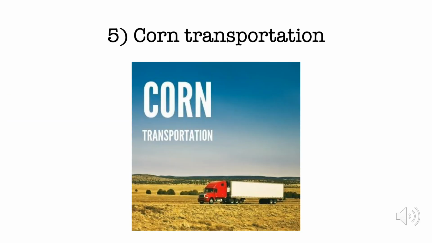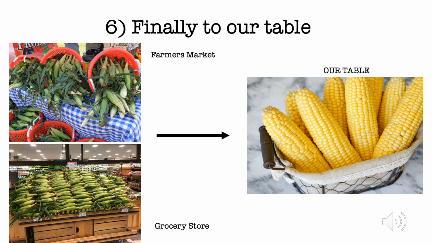Once our corn is harvested, it is transported by big tractor-trailer trucks like you see here. They transport the corn to places like farmers markets and grocery stores. Once our corn is transported, we are able to find it in a farmer's market or a grocery store. After we purchase our corn, we are able to cook it and enjoy it any way we want. This is a process on how our corn goes from the farms to our table.